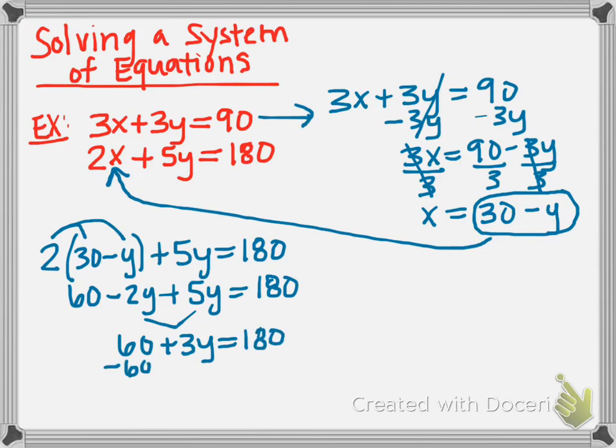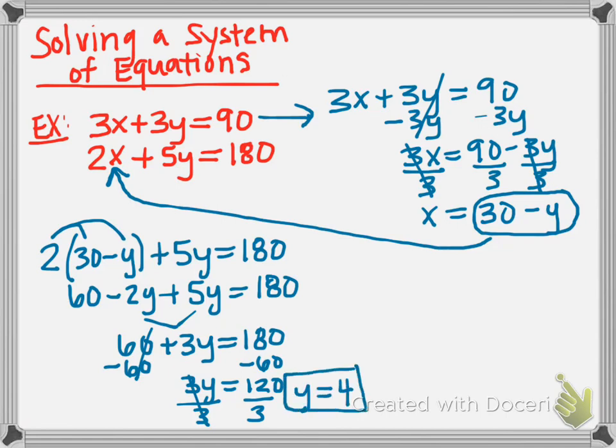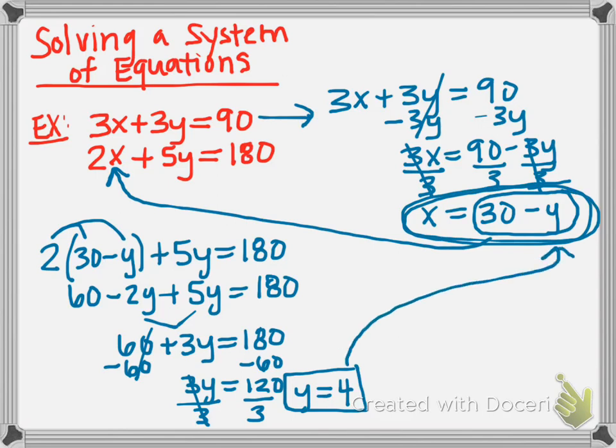I'm going to move my 60 over to be with the other constant. 180 minus 60 is 120. And then lastly, I'm going to divide by 3. So y has a value of 4. Notice that was the same value of y when we used the elimination method. To find x, this is very simple. I'm going to go back to this equation right here, and I'm just going to replace the 4 where the y is. So x equals 30 minus 4, which is 26.